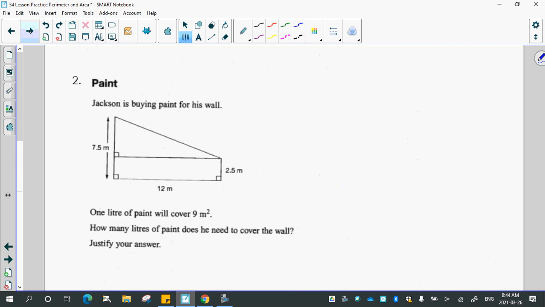Paint. Jackson is buying paint for his wall. 1 liter of paint will cover 9 square meters. How many liters of paint does he need to cover the wall? Justify your answer. So look through it, decide whether you think it's perimeter or area, and then see if you can come up with a plan in your head of how you would go about doing that. Or if you don't have a plan for the whole question, what would you do first?